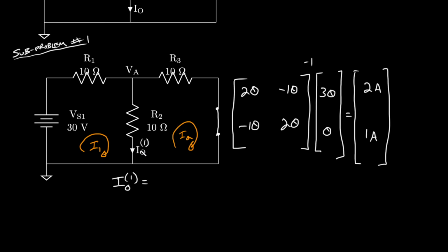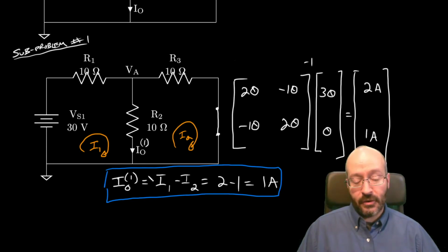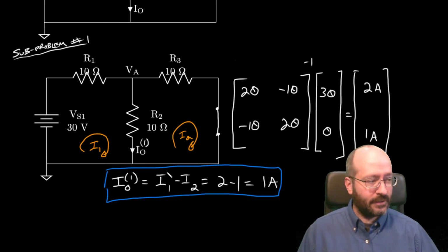So does I1 touch the first part of I out? Yep. And it goes in the positive direction. Does I2 touch the first part of I out? Yep. And it goes in the negative direction. And just plug in these values. So we've got 2 minus 1 equals 1. Okay, so that's a good start. Okay, we know what the 30 volt supply does to the first part of I out. Great. Okay, that's our first subproblem.